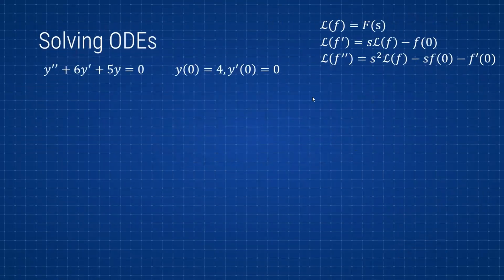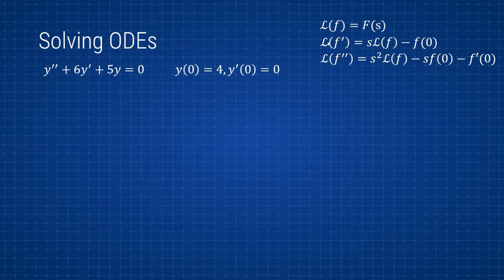So we have the following ODE on screen. We have y double prime plus 6y prime plus 5y equals 0. We're given initial conditions that y of 0 equals 4 and y prime of 0 equals 0. And we're given the definitions on the side of what the Laplace transform is for each derivative.